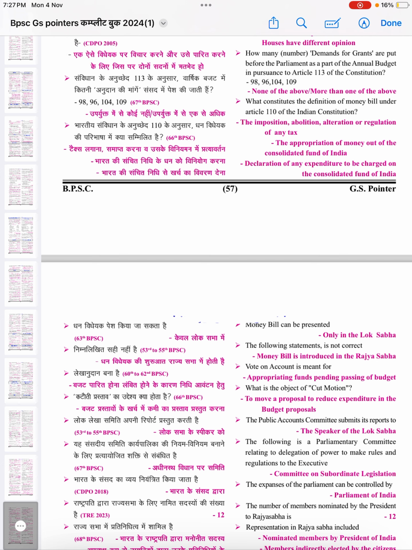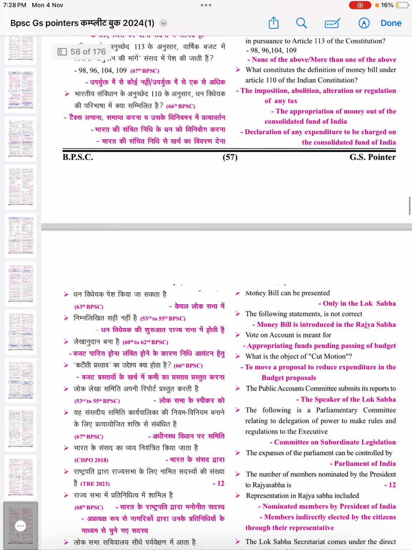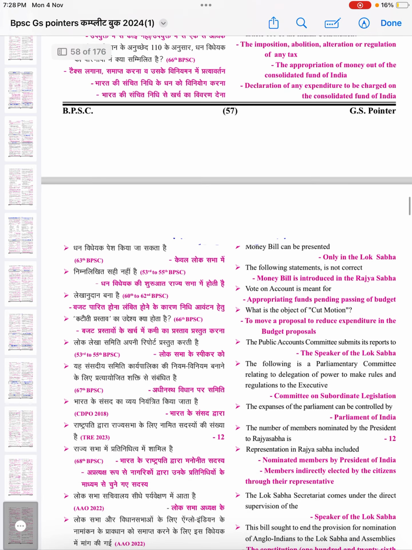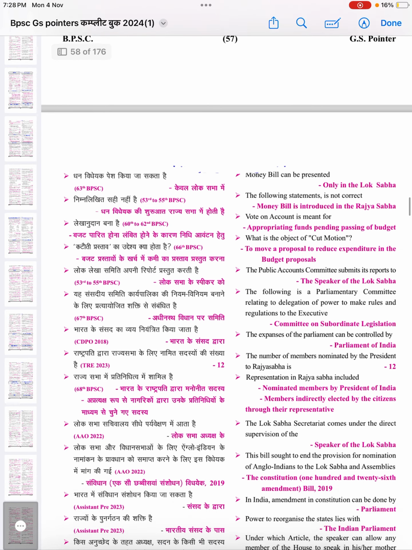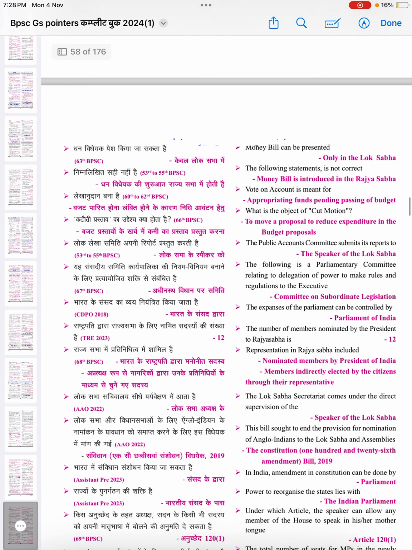What constitutes the definition of a money bill under Article 110 of the Indian Constitution? Answer: the imposition, abolition, alteration, regulation of any tax, the appropriation of money out of the Consolidated Fund of India, and the declaration of any expenditure to be charged on the Consolidated Fund of India. A money bill can be presented only in the Lok Sabha. A money bill cannot be introduced in the Rajya Sabha.